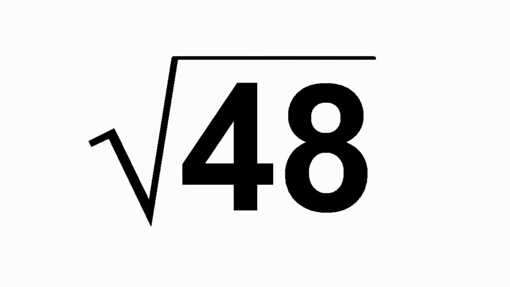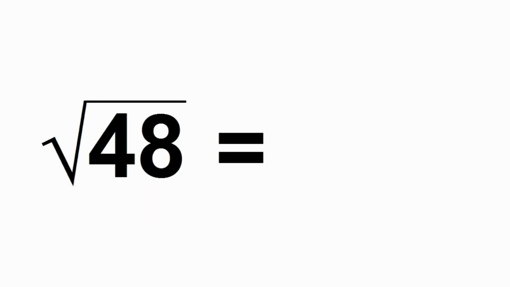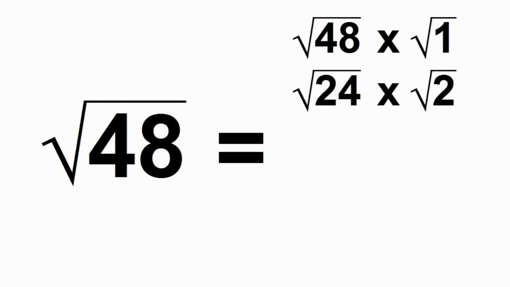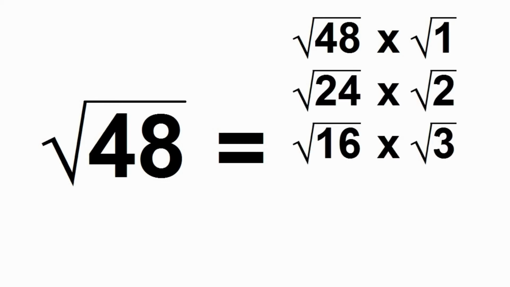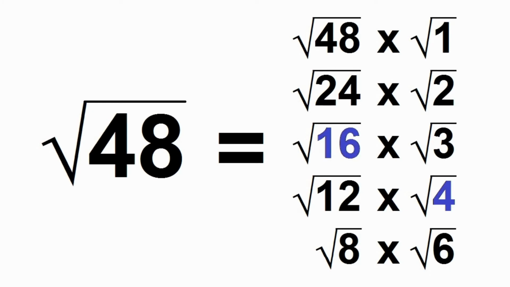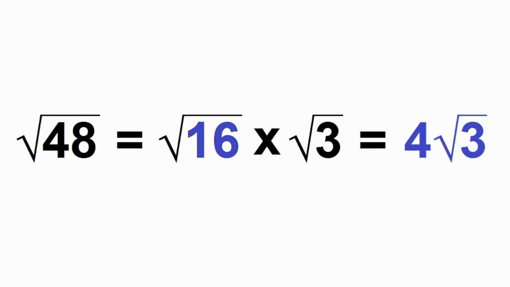Let's try another example. Let's try the square root of 48. The square root of 48 can be written as root 48 times root 1, root 24 times root 2, root 16 times root 3, root 12 times root 4, and root 8 times root 6. There are two perfect squares we can use, but 16 is the biggest one. We would have 4 root 3.